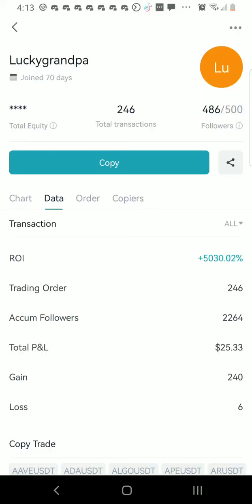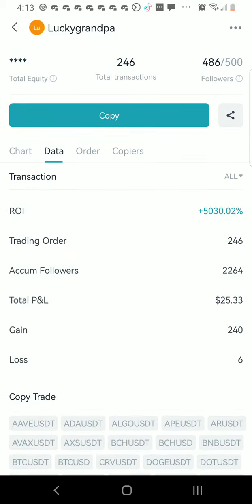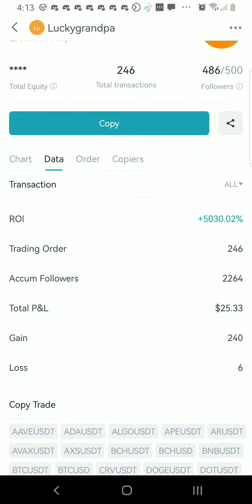Okay, so how to set up your copy trading. For example, you will copy Lucky Grandpa. Lucky Grandpa, by the way, has 246 trades, 5,000 ROI. Total PNL is $25 only.